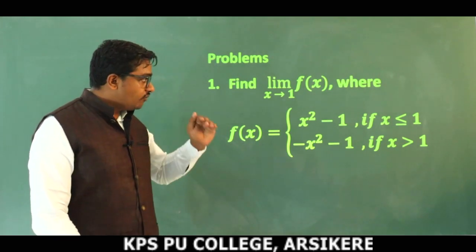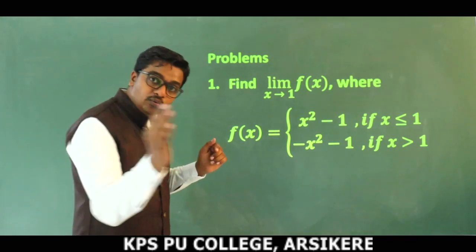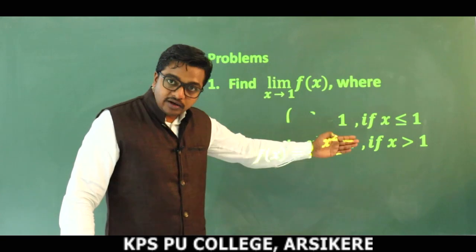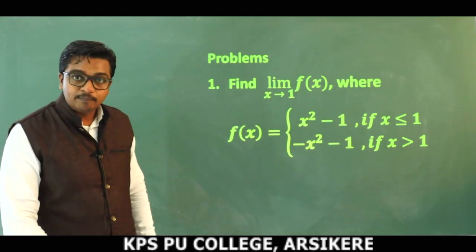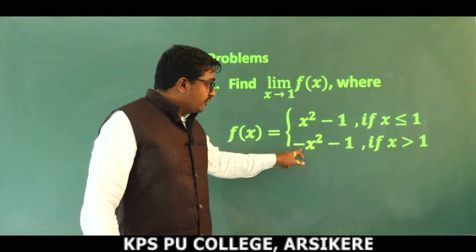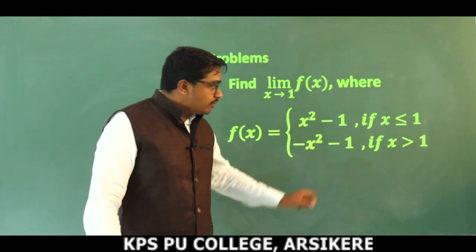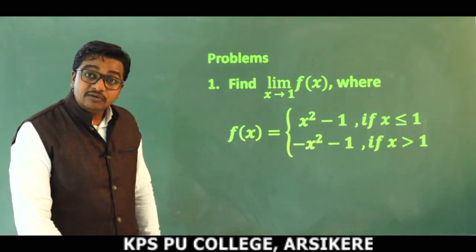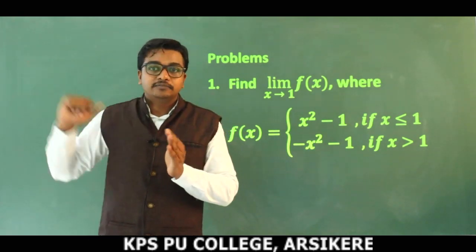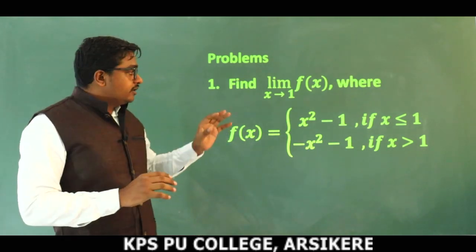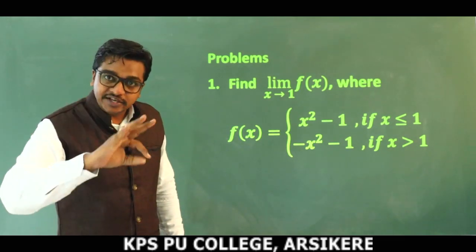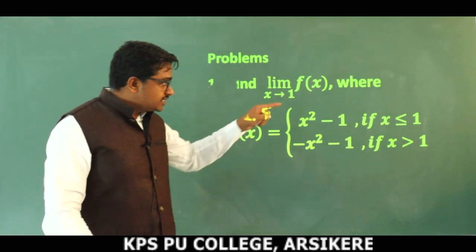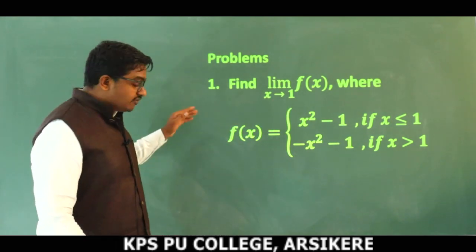It means when the value of x is less than or equal to 1, or completely left of the 1 and including 1, the function reduces to x square minus 1, and the function becomes minus x square minus 1 when x is greater than 1. It means right of the 1. Remember, here the function changes its nature at x is equal to 1. So here we have x is equal to 1.